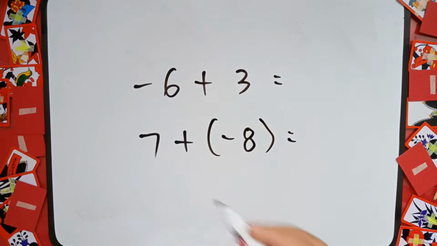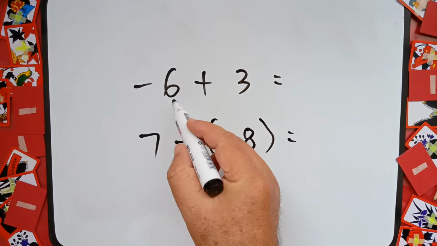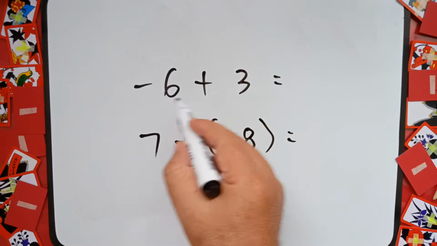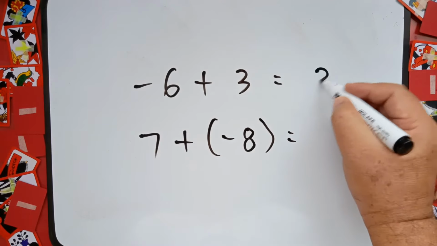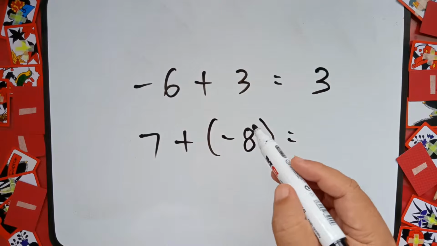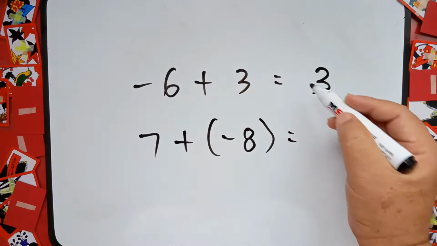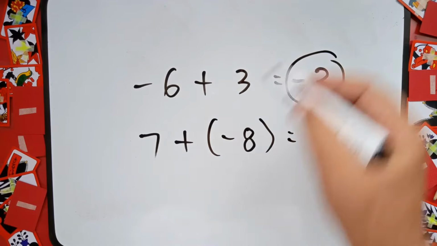Okay, different signs. 6 is negative, 3 is positive. So we have to subtract. 6 minus 3 is 3. Then copy the sign of the greater number. Which is greater, 6 or 3? 6. So you have to copy the sign of 6, which is negative.